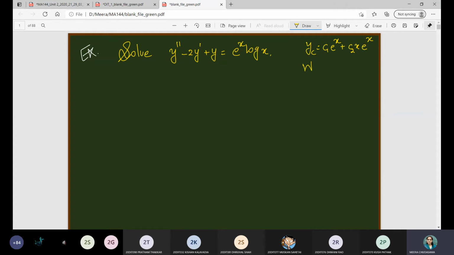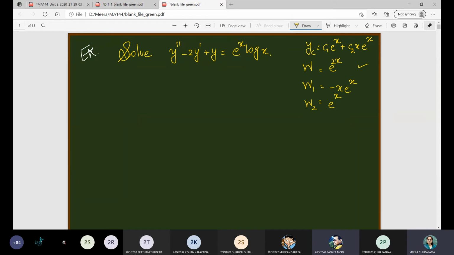Anyone has computed this Wronskian? Yes, ma'am. W is e raised to 2x. e raised to 2x or e raised to x? I think e raised to 2x. 2x is the correct one. Yes. W1 is minus x e raised to x. W2 is e raised to x. Yes, correct.